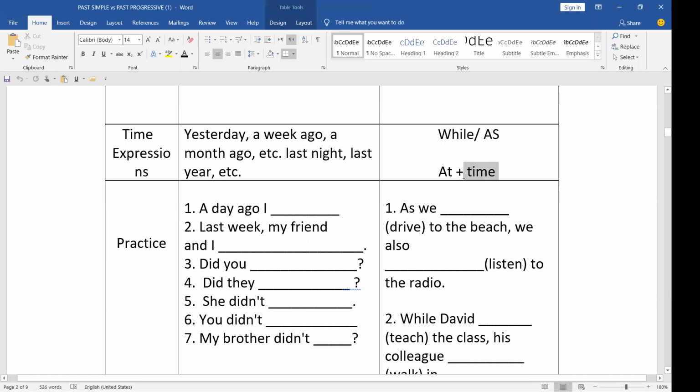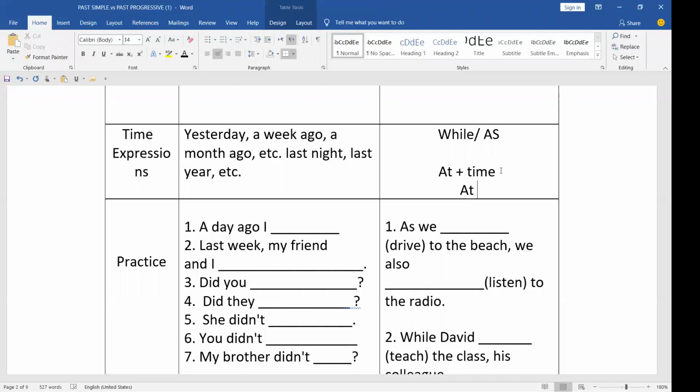When I say at and time, I mean like, at 3 o'clock or something like that. That's what I mean by at and time. Okay, at 3 o'clock. So yesterday plus at is stronger.